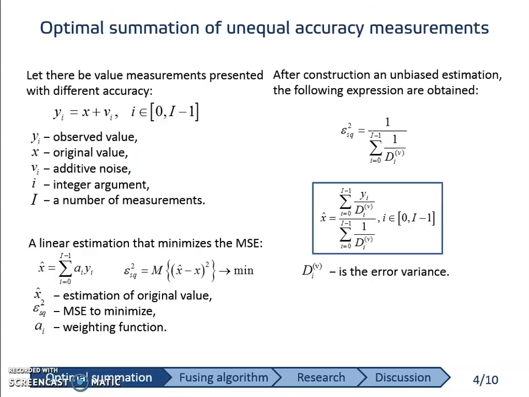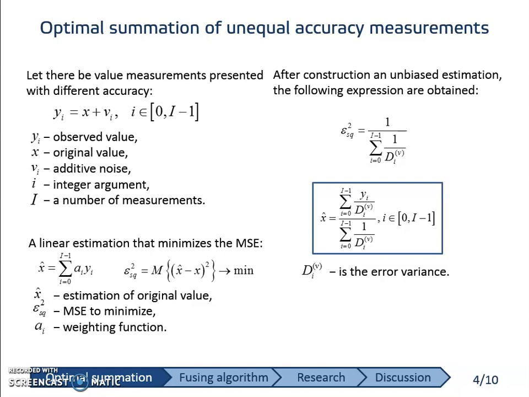And now let us turn to the optimal summation of unequal accuracy measurements. Let there be measurements which are presented with a different accuracy. Our task here is to construct an unbiased estimation of our value and to minimize the mean square error. To make a long story short, after differentiation we will have the expression which you can see on the right. As you may notice, the larger the interpolation error variance is, the smaller the weight of the value is.